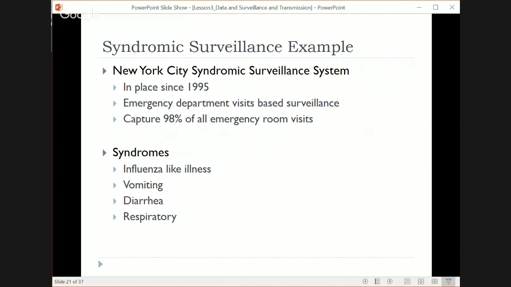Now, New York City has had syndromic surveillance in place since 1995. Almost all emergency departments, so 98% of all emergency room visits, are captured in the syndromic surveillance system. And the syndromes that they collect information on are influenza-like illness, vomiting, diarrhea, respiratory illnesses.